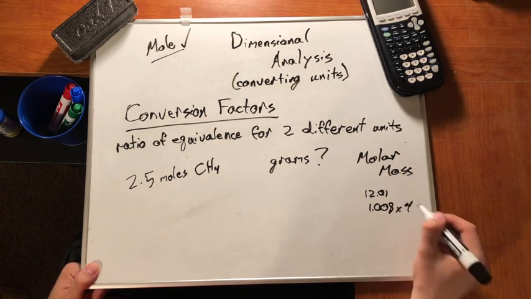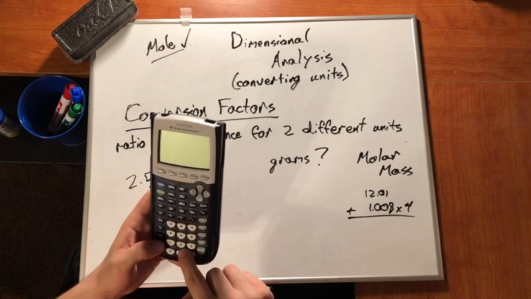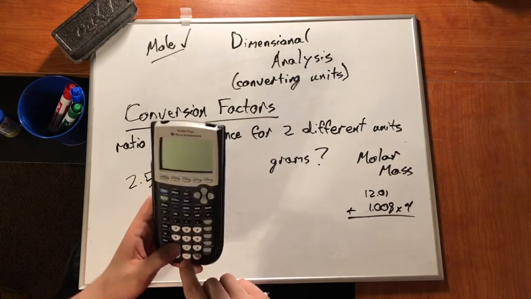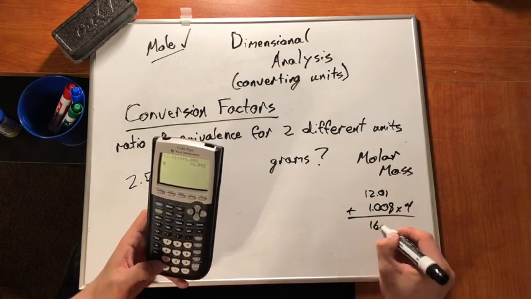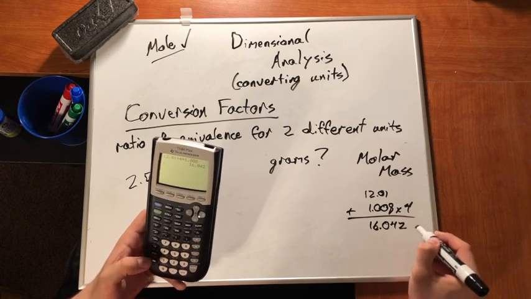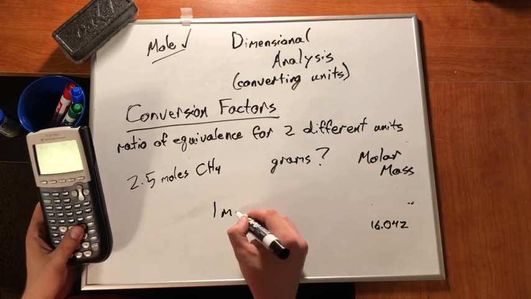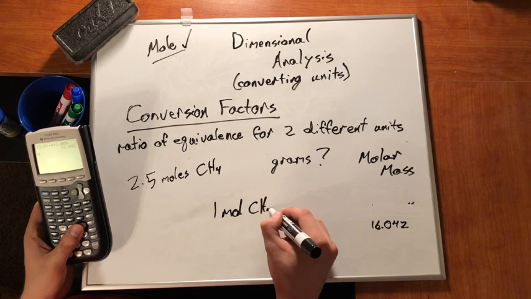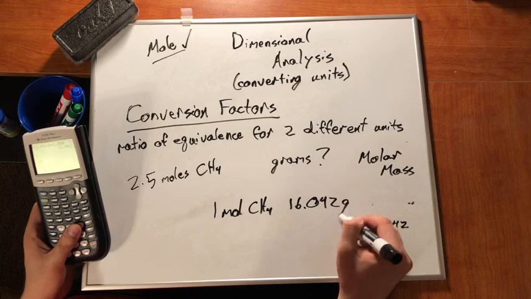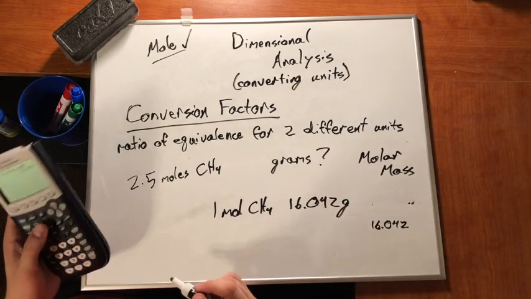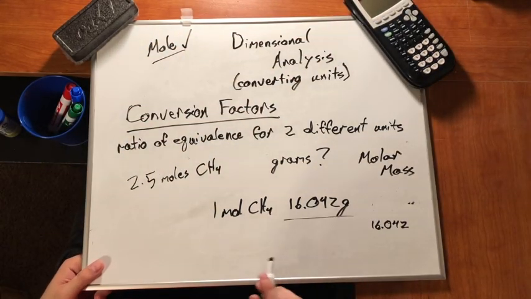So carbon is 12.01, hydrogen is, we said it was 1, to be more precise, it's 1.008, and I've got 4 of those. So if I add all of that up, 12.01 plus 4 hydrogen atoms is going to give me 16.042. Okay, so the molar mass, if I have 1 mole of methane, it's going to weigh 16.042 grams, right? I've got 2.5 moles, so I'm going to have 2.5 times that mass, right?